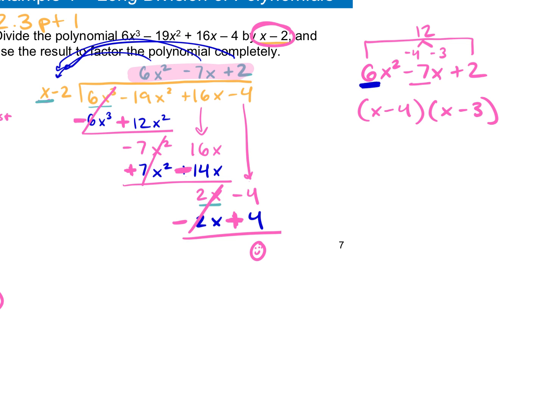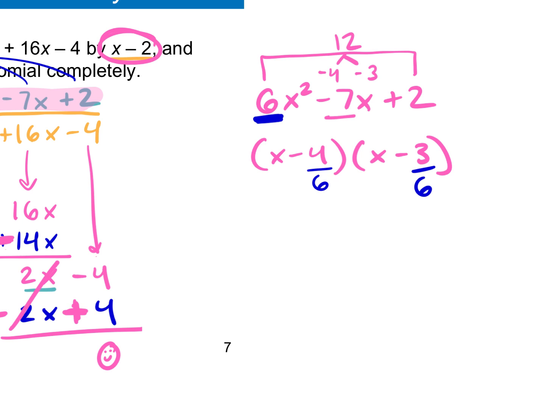If you start by multiplying, you have to divide by the leading coefficients. We're going to divide by 6. Always, always, always simplify your fractions if you can. So my first one, I can divide the top and the bottom by 2. We get 2 over 3.